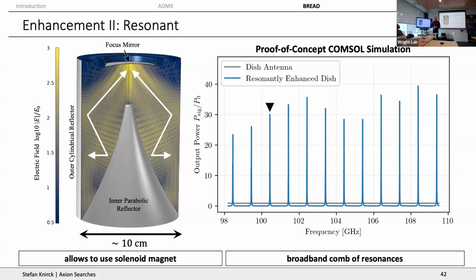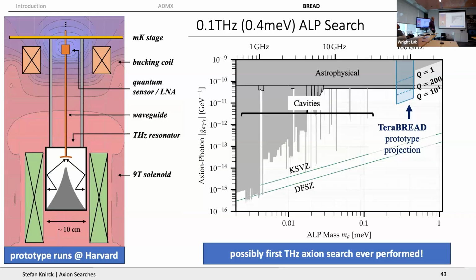So we had this LDRD proposal, which I wrote last year, which got funded, which is really cool. So we are building this prototype right now. And the idea is in the long term to put it in my magnet at Harvard University and do a first run in the millimeter wave range with this prototype.